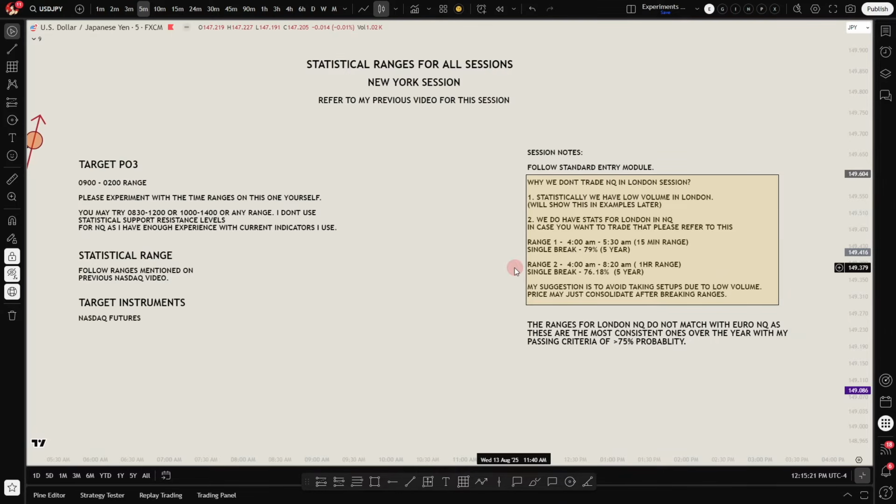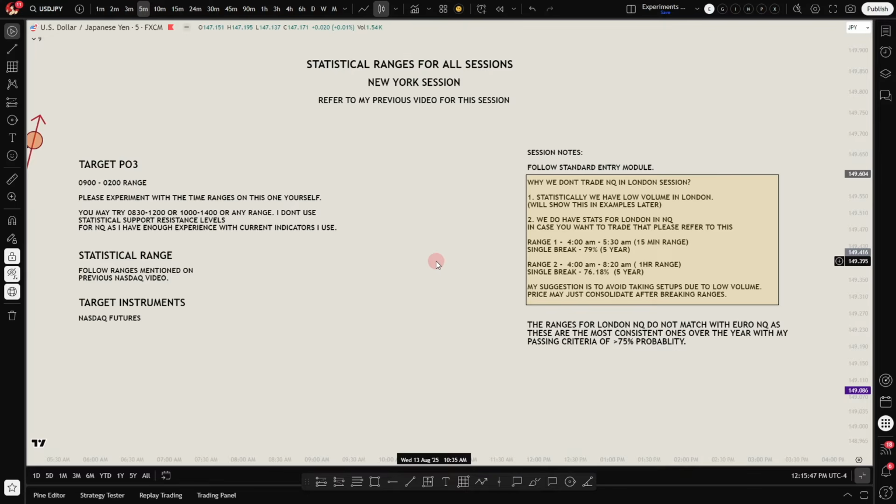3. Note that the London ranges for NASDAQ and Euro do not align. Each asset has its own statistical ranges that meet the 75% plus probability criteria. In short, the New York session is the most effective for NASDAQ futures, with strong volume, clear statistical ranges, and reliable continuation patterns.